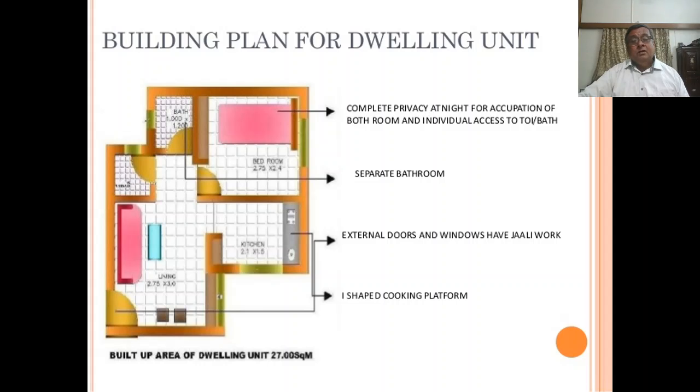Now building plan for dwelling unit. Let's see the building plan. It's very simple. One bedroom accommodation, one living room, one kitchen and toilet block, an independent toilet block. A separate bathroom for each unit. Then external doors and windows have jali work and an L-shaped cooking platform is provided. The dwelling area is about 27 square meters, that is roughly 280 to 290 square feet.